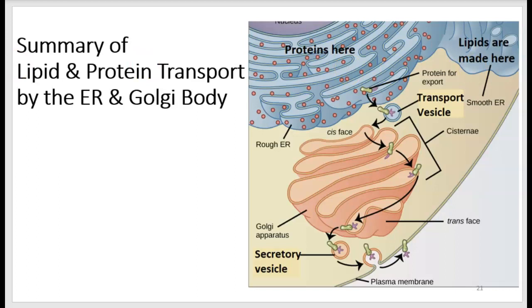The secretory vesicle then will travel to the cell membrane and fuse to the cell membrane. In some cases, the protein will just stay right on the cell membrane, and in other cases, the protein will be released into the extracellular fluid.